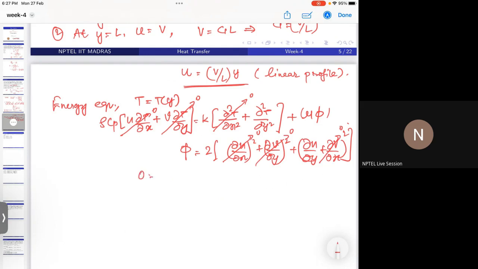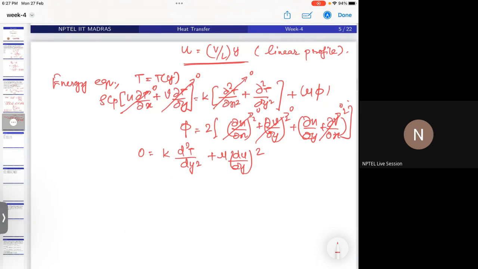So this will lead to the equation 0 is equal to k d square T by dy square plus mu times du by dy the whole square. So this is the energy equation. From that you will get d square T by dy square is equal to minus mu by k times du by dy the whole square.